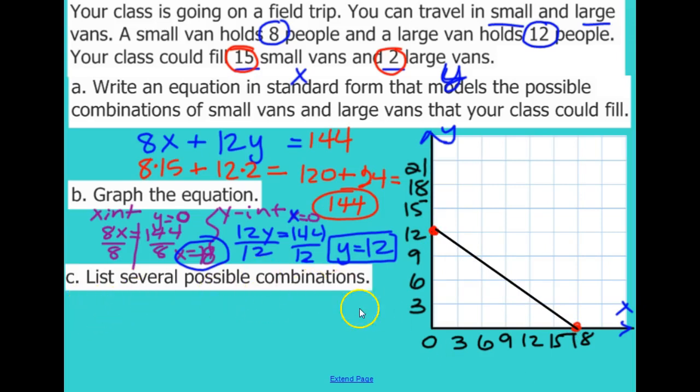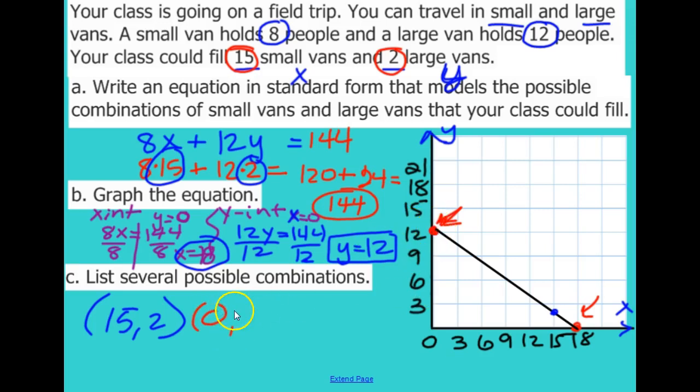And then it says list several possible combinations. Well, we know they gave us the combination of 15 and 2. X would be 15 and y is 2, and that would be right here. That's the one that they gave us as the example. But we could also have lots of other combinations. These two endpoints are really easy to see. This one right here, when x is 0, y is up 12. So I'll be using just the 12 passenger, what's on our y-axis, the large vans. Or this point right here would be only using small vans. So this would be when x is 18, y is 0, using only small vans.